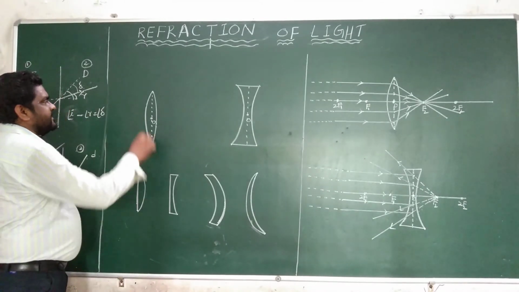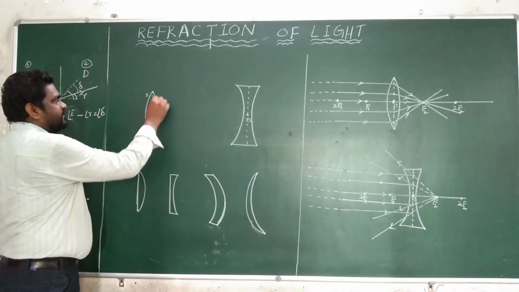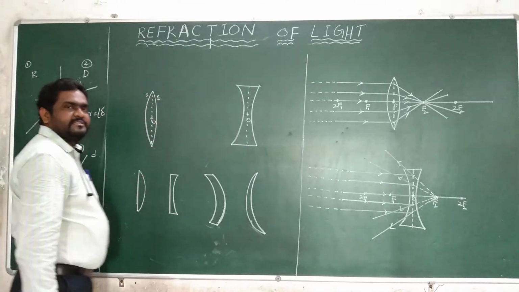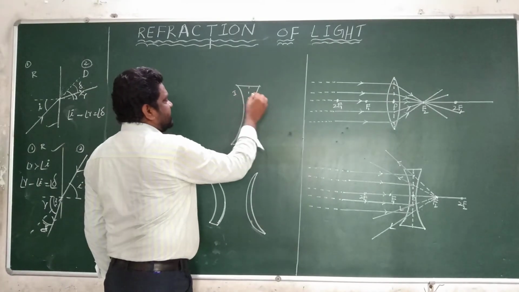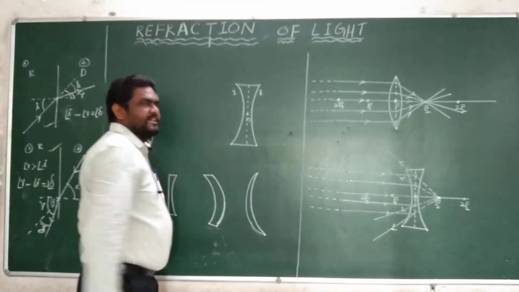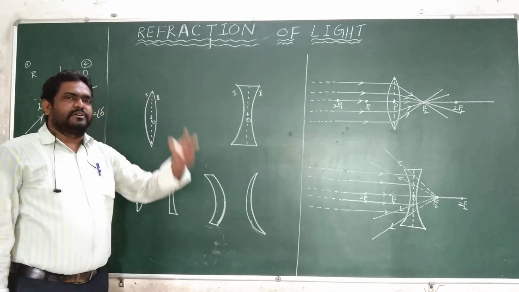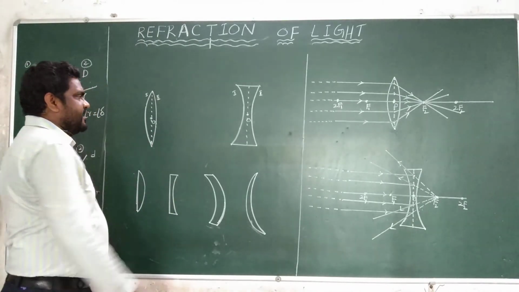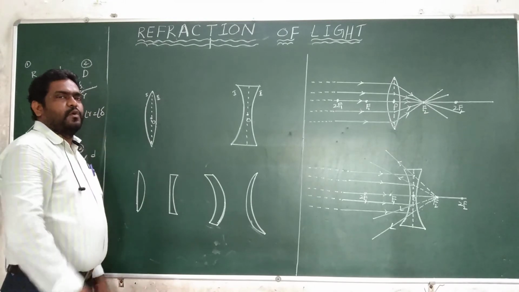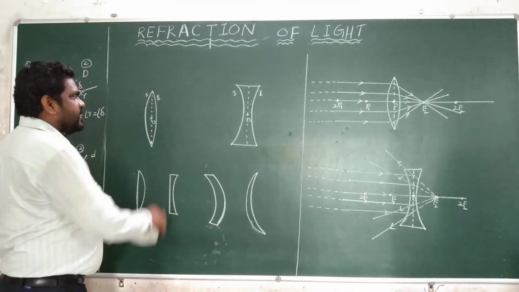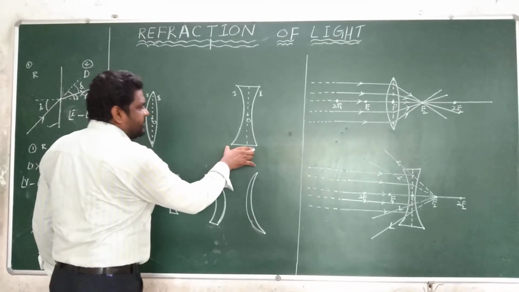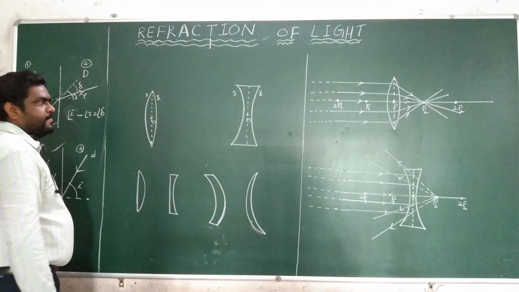So after that, generally this is the first curved surface and this is the second curved surface. In this case also, this is the first curved surface and this is the second curved surface. Lenses have two curved surfaces. That's why lenses have two foci, here also two foci.